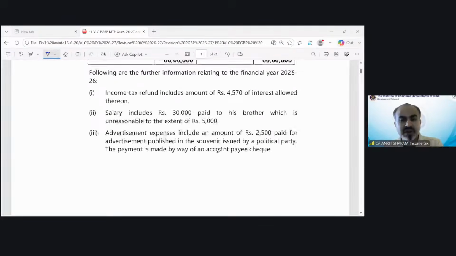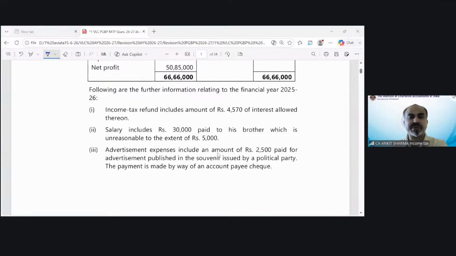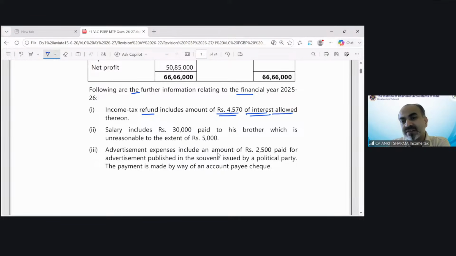Chalo. Now we will see the further information which has been given to us. Following is the further information relating to the financial year. Income tax refund includes an amount of rupees 4,570 of interest allowed thereon. So do we have anything to do with this interest amount under our PGBP head? We have already reduced the full value of the refund, including this 4,570, but this is going to be the part of income from other source, and does not have any effect in PGBP.